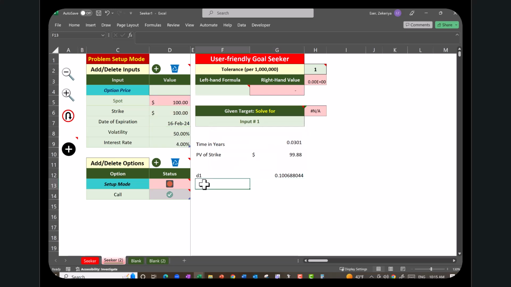And d2 is simple. d1 minus square root of t times volatility. I'm going to do n of d1, norm as this, that. By the way, for a call option, n of d1 is roughly the probability that it will finish in the money.